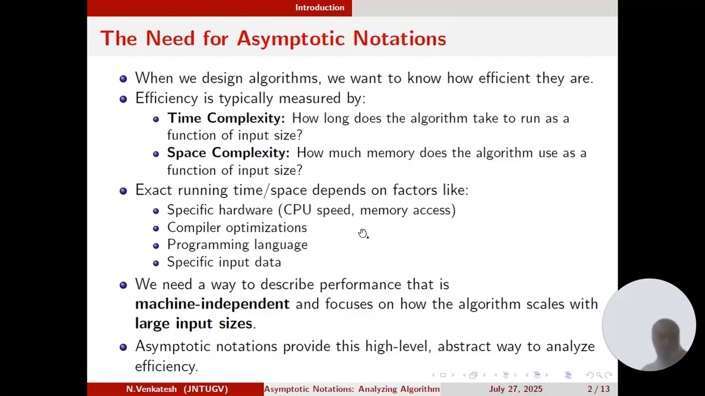If we have to actually measure the performance by running, then it depends on many other factors like the hardware, the compiler optimizations, and the programming language. So here we need a machine independent way, especially focusing on how it grows for large values of n or large values of input sizes. Okay, so let us try to understand the definitions.